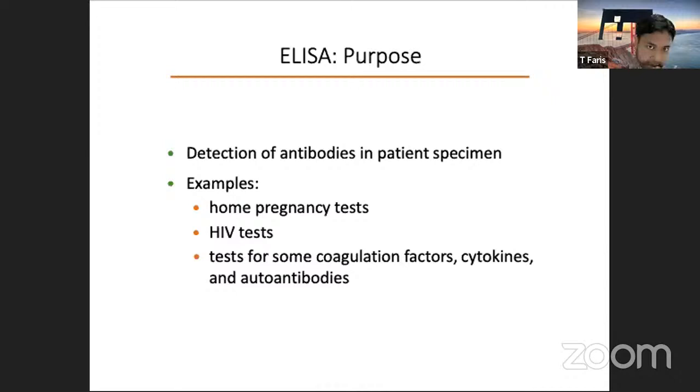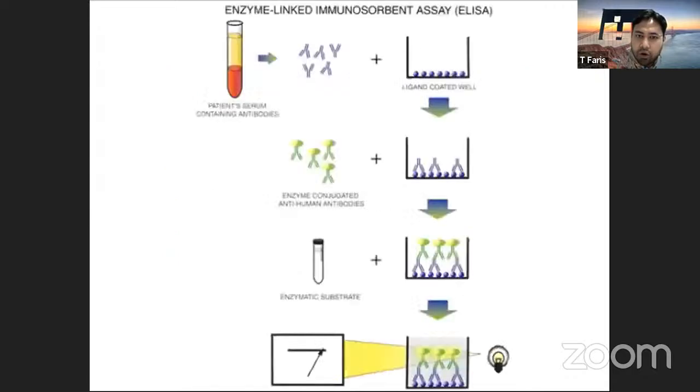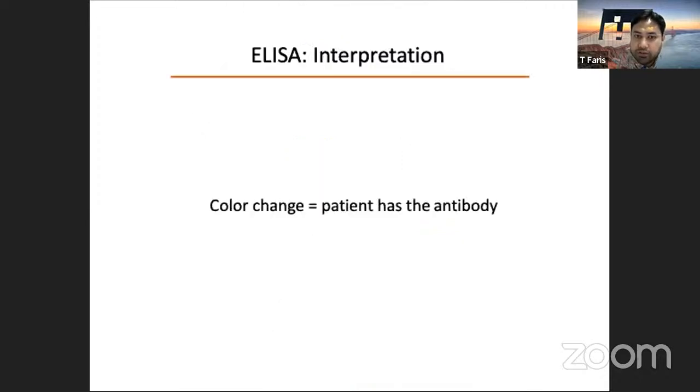ELISA, or enzyme-linked immunosorbent assay, we also use in the serology lab to check for the presence of a protein for certain diseases. They use the absorbance method to check for the color change. So if the patient has the desired antibody, you can see that the color is changing.